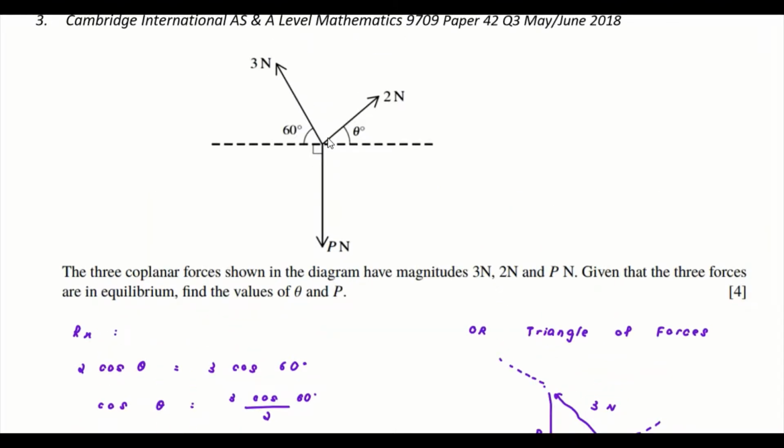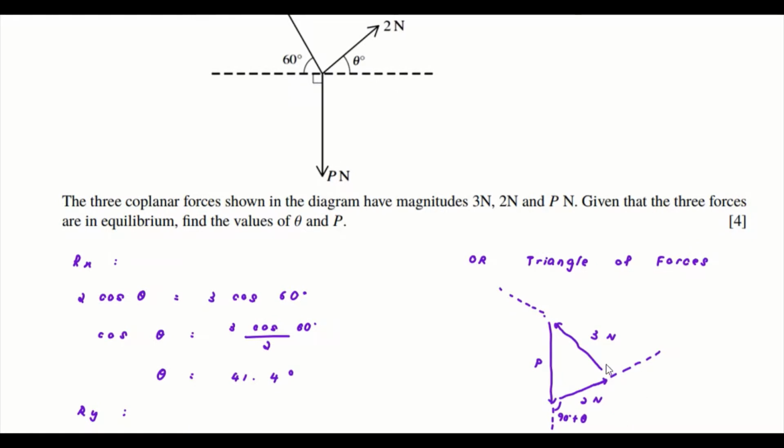So the angle between them here is actually the angle here, right? So how am I going to get that? It's going to be 180 minus 60 minus theta, right? So this is how I get 120 minus theta. Okay, so similarly, I can try to look at this part.